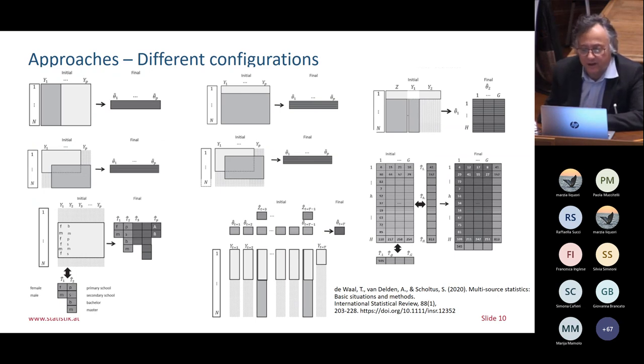Then we have different configurations, as we call them. This slide comes from Deval and others on multi-source statistics, and it was one of the bases for the so-called ComUso project, which delivered some very useful results. We have different scenarios of quality overlaps and different sources from which we can produce statistics. So one approach is to develop estimation and quality assessment according to the corresponding scenarios.